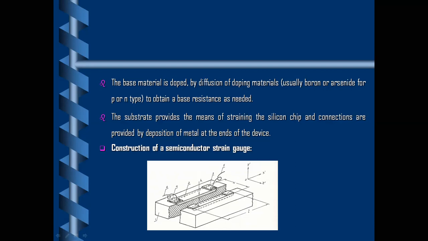Silicon chip means the actual semiconductor material, and connections are provided by deposition of the metal at the end of the device. That means you are not using the entire foil. However, you are trying to provide some connection. So this is the length which I have specified. Here I will use a different color.